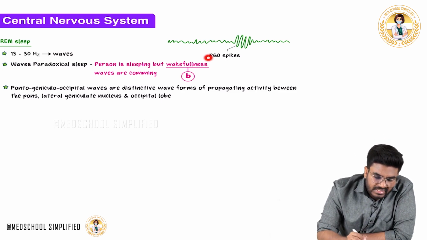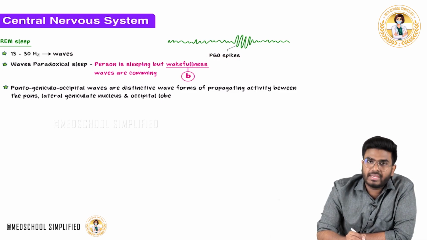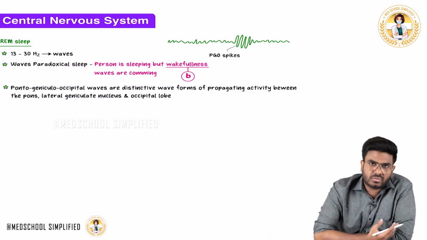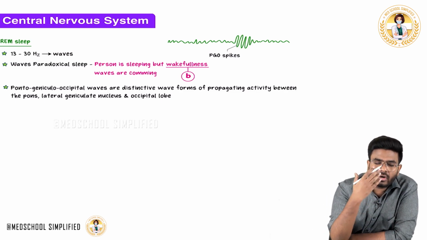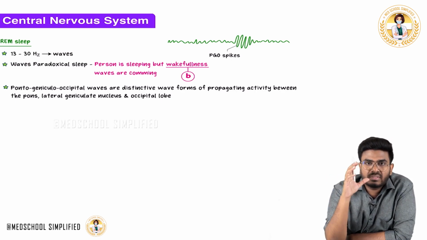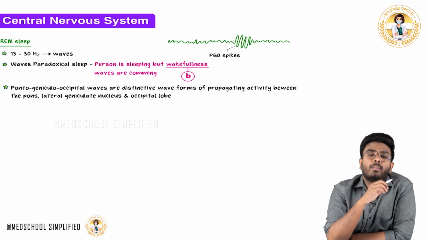So that's why you will see the PGO spikes. PGO spikes means ponto-geniculo-occipital spikes, which are nothing but the electrical activity in these areas. So the occipital cortex is getting activated. When the occipital cortex activates, even though you are closing your eyes, the vision is forming over there. Now because of that vision, your eyes will start to move.